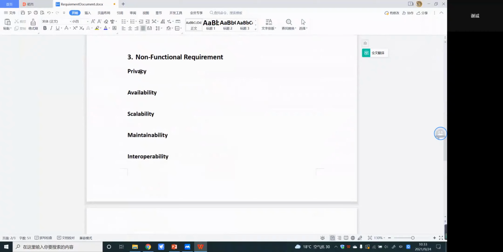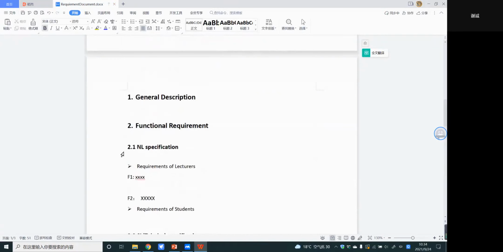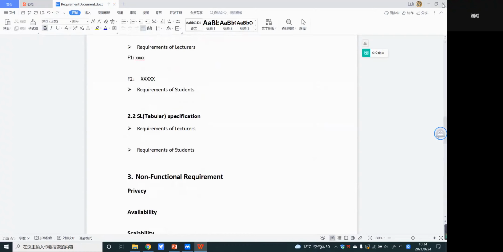And the non-functional requirement, I already give you the template. So you only need to focus on such aspects like privacy, availability, scalability, maintainability, interoperability, and some software requirements like MySQL, IDE, and other else. And the last, what the hardware this software need in the runtime environment. This is the requirement documentation. Okay, then I continue.